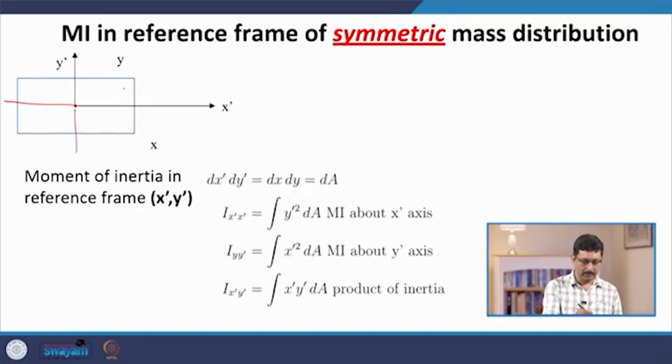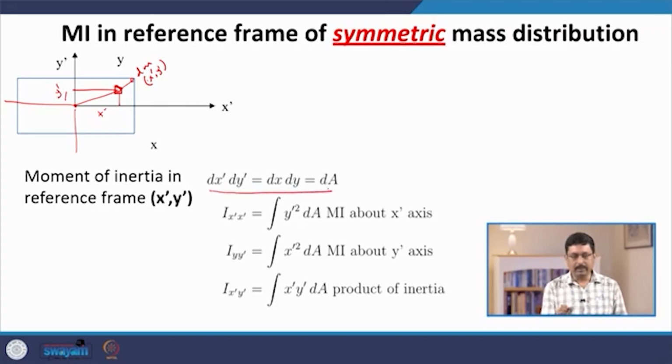So, I take the same element here, dm. The mass is a scalar, it does not change if you change the coordinate system. But now the position vector is different. Now its components are x prime and y prime; the point is the same, but the components are different. So, now this is your x prime and this much is y prime, but the area remains the same.